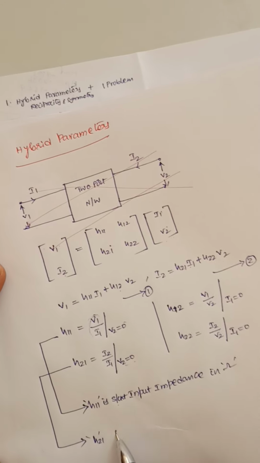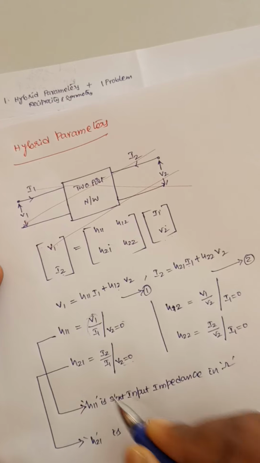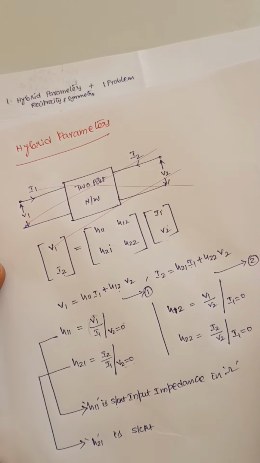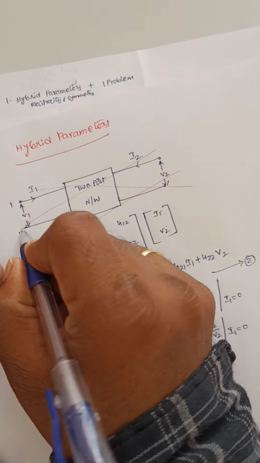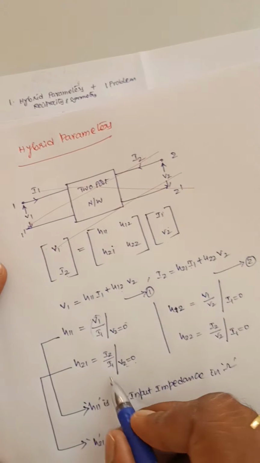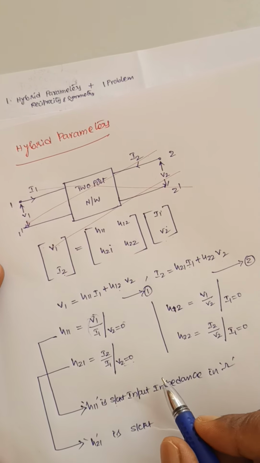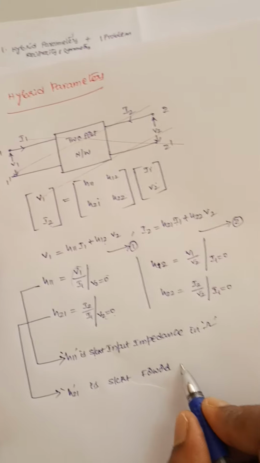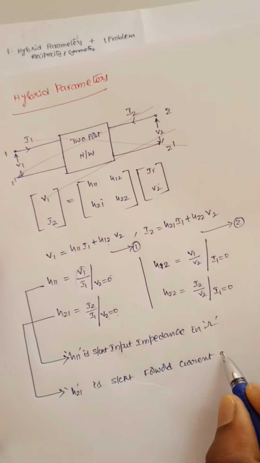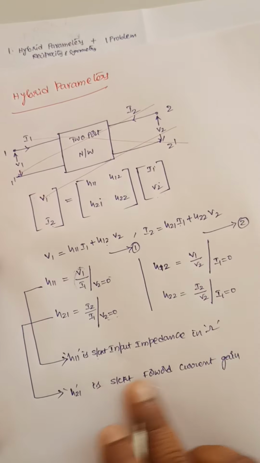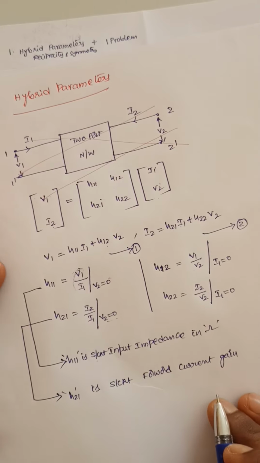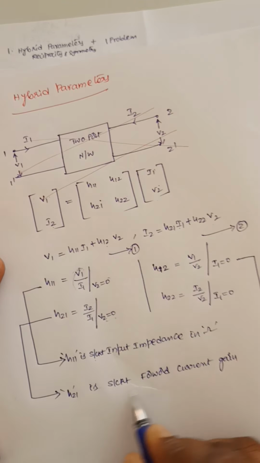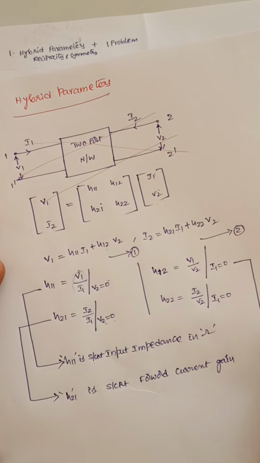You see here H21, it is short circuit. I2 by I1. I2 is the current at the second port. I1 is the current at the first port. It is 1 dash 2 dash. So this is the forward direction. So it is forward current gain, short circuit forward current gain. Gain is nothing but output by input. So it is a short circuit forward current gain. There are no units for this short circuit forward current gain.